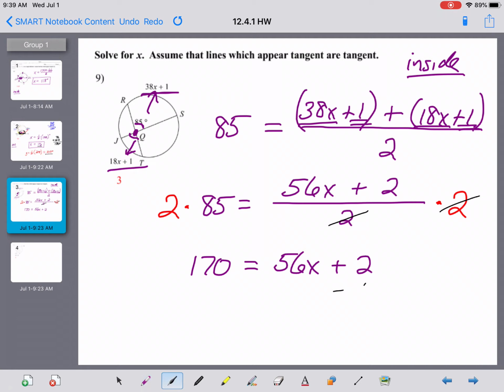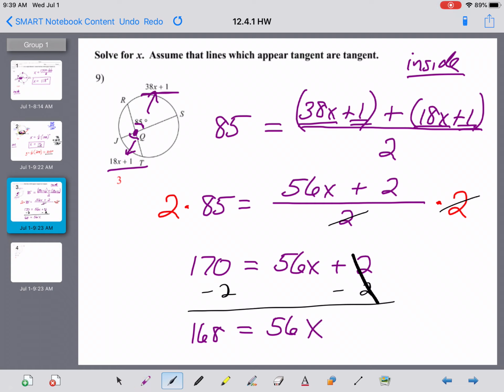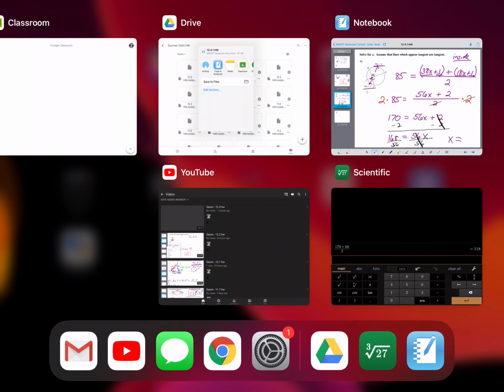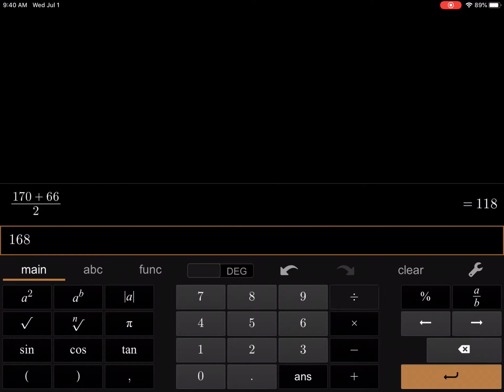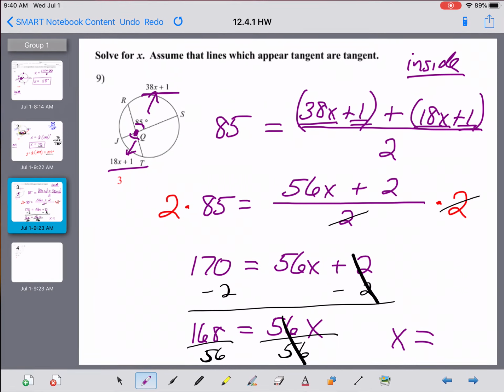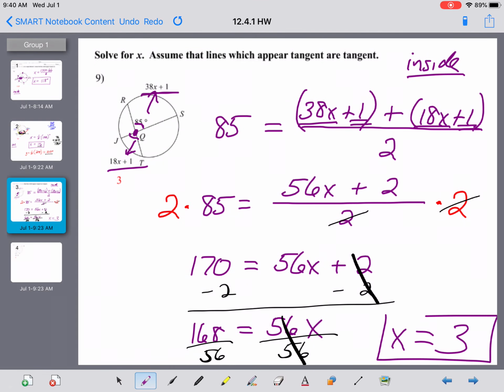Okay, not too bad from here. We're going to subtract a 2 from both sides. Those will cancel. And that is going to get us 168 is equal to 56x. And the last thing we'll need to do here is divide both sides by 56 and hope that that one works out nicely, but I'm pretty sure that it does. Let's check it just to make sure. 168 divided by 56. Yep. Gets us 3 right on the nose there. So x is equal to 3, and that was the answer we were hoping to see right over there.